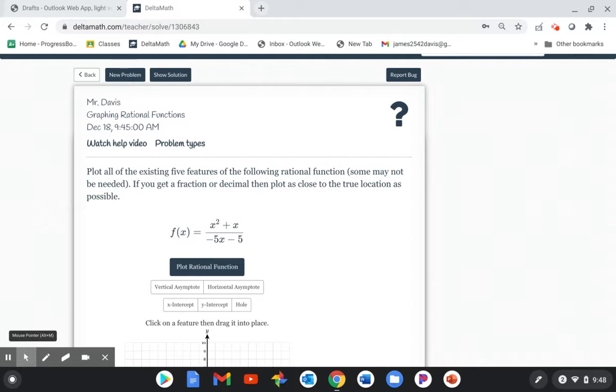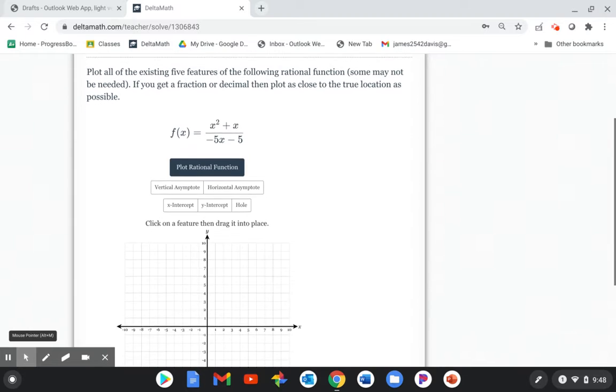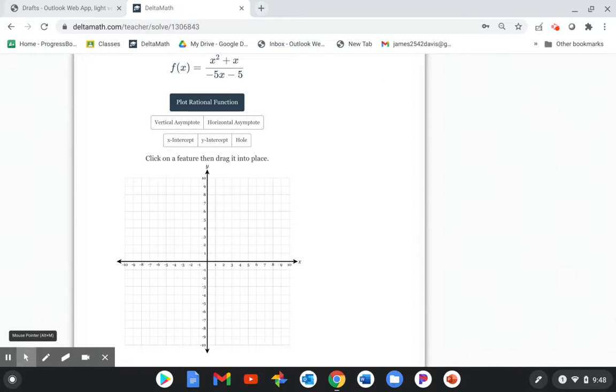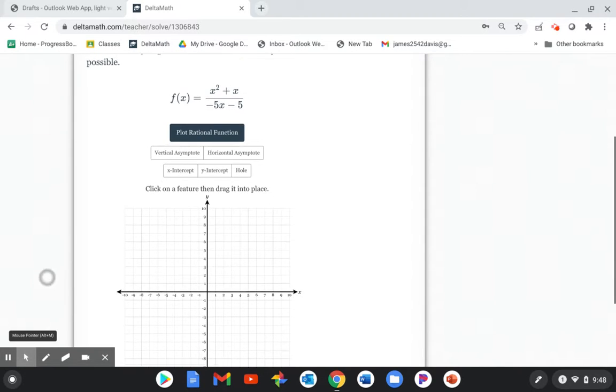Hey guys, in this video we're going to be graphing rational functions. For this we're going to rely on a lot of stuff that we learned prior to break, where we had to find vertical asymptotes, horizontal asymptotes, x-intercepts, y-intercepts, and holes. We're going to identify those 5 things, and I'll give you a refresher on how to do those. And then we're going to plot those features on this graph, and it will graph our function for us.